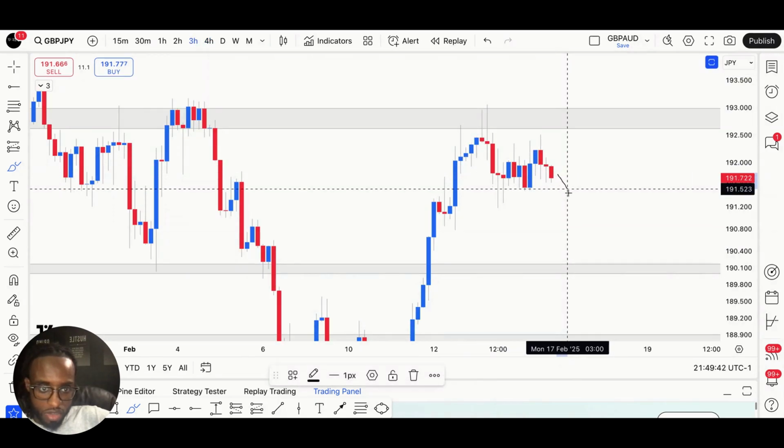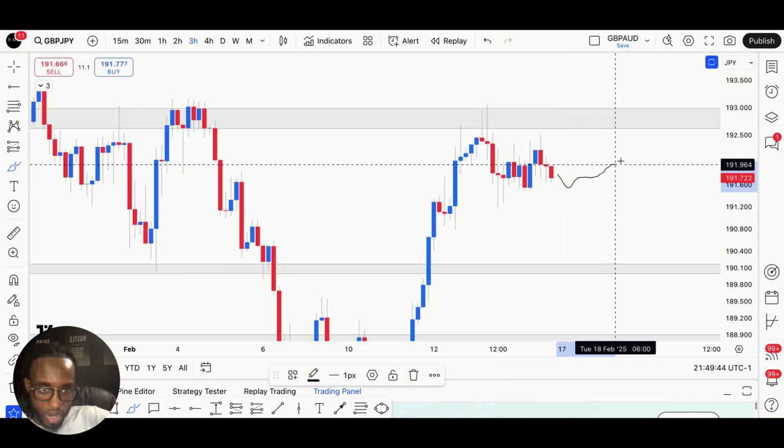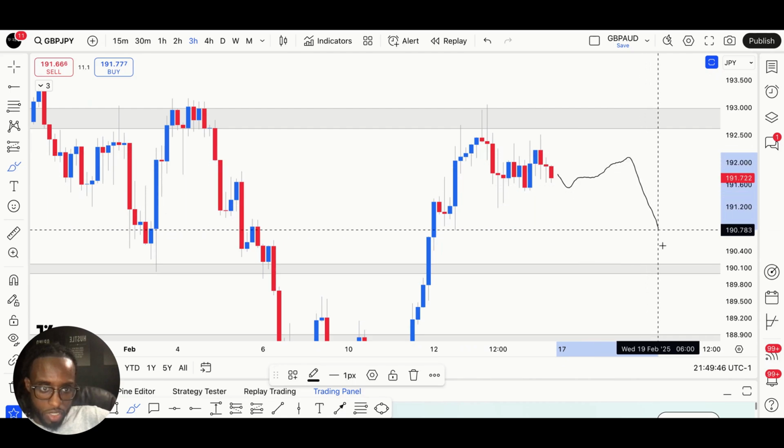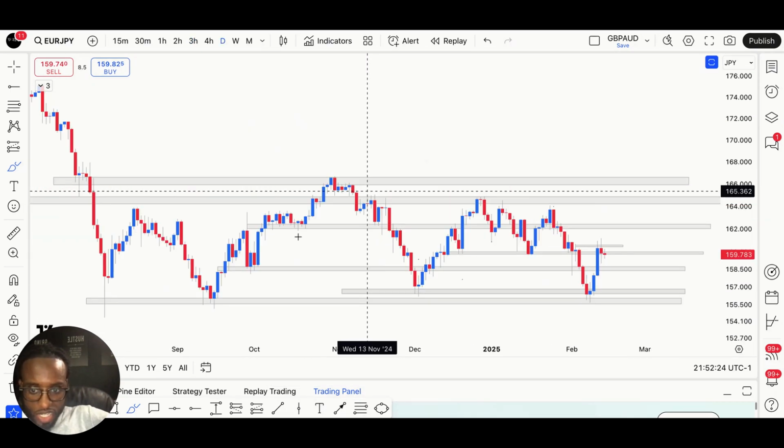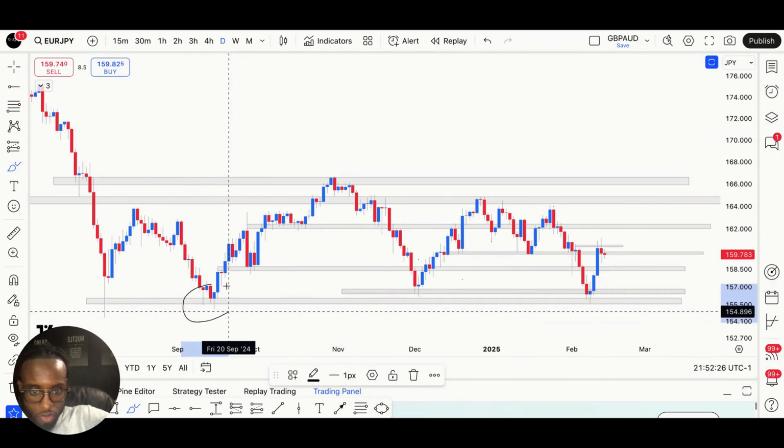Maybe it wants to give us one more slight pullback, but overall, I'll be looking for that setup. We have a similar play here on EJ. We can see EJ had a huge pump from this same level of demand.